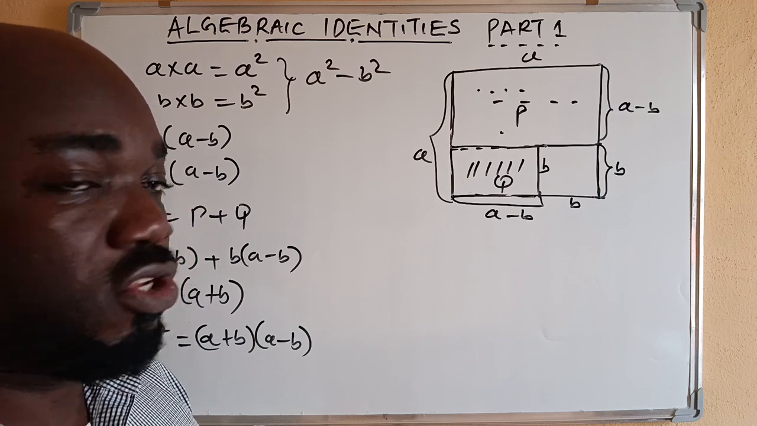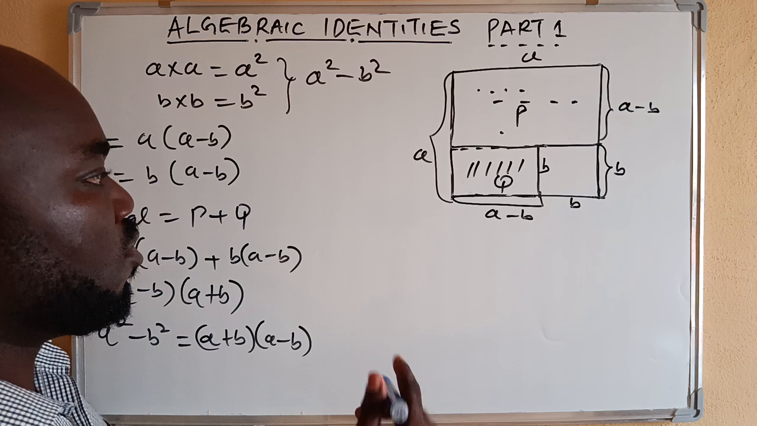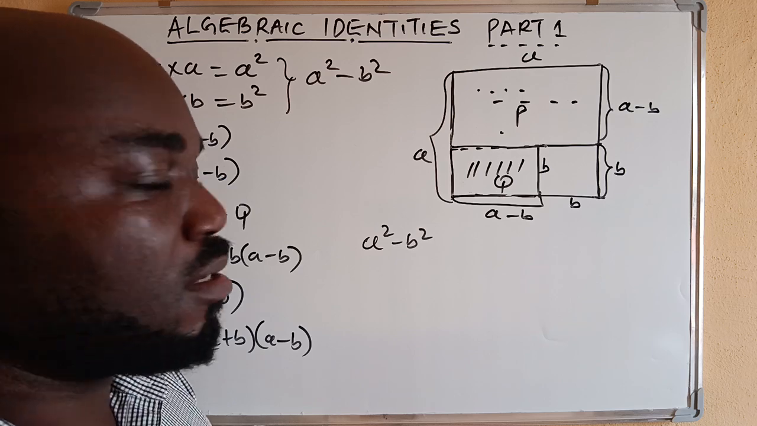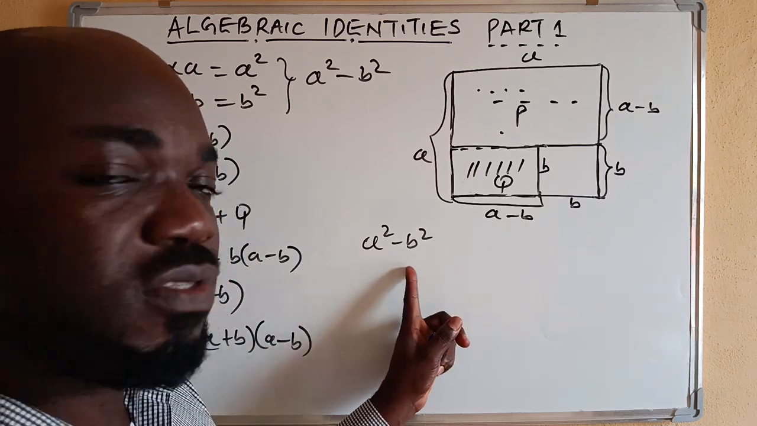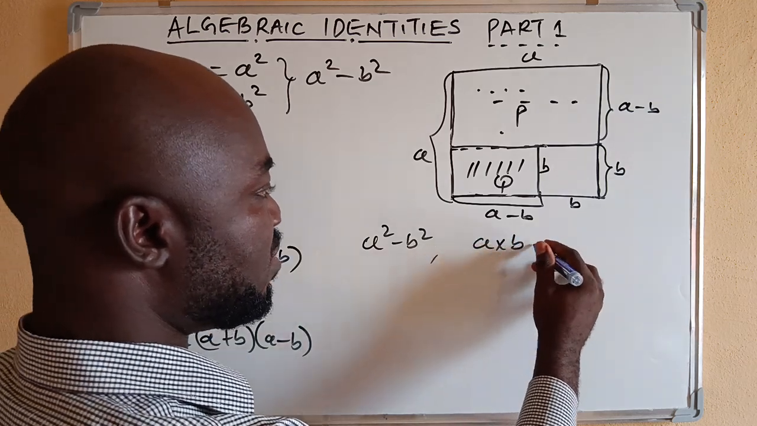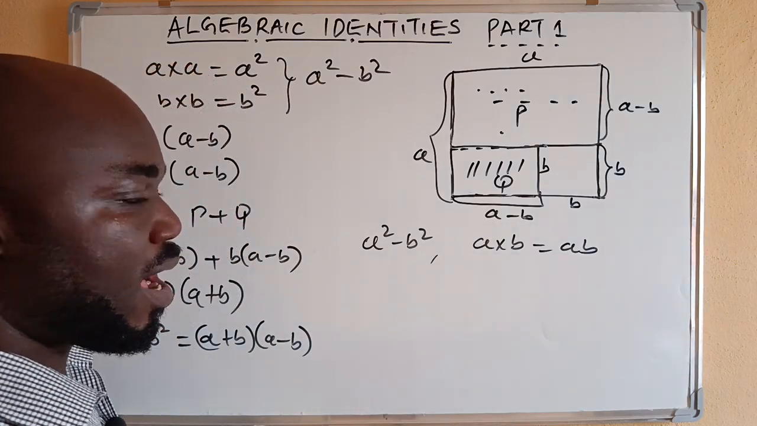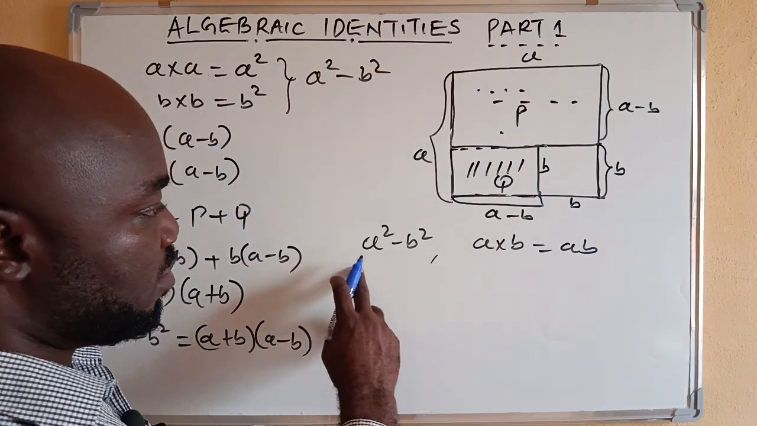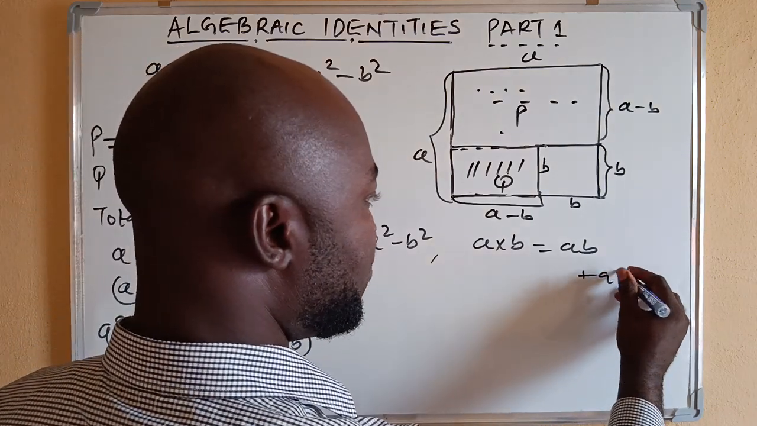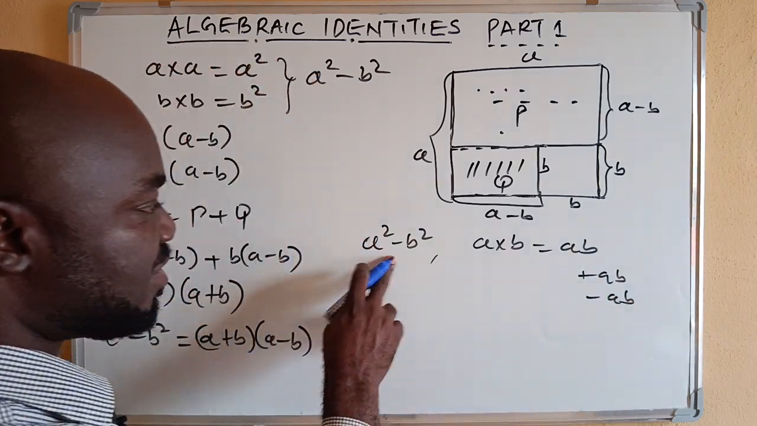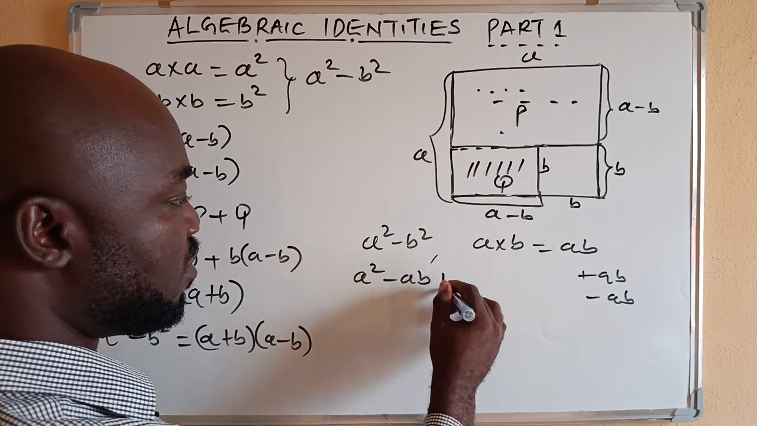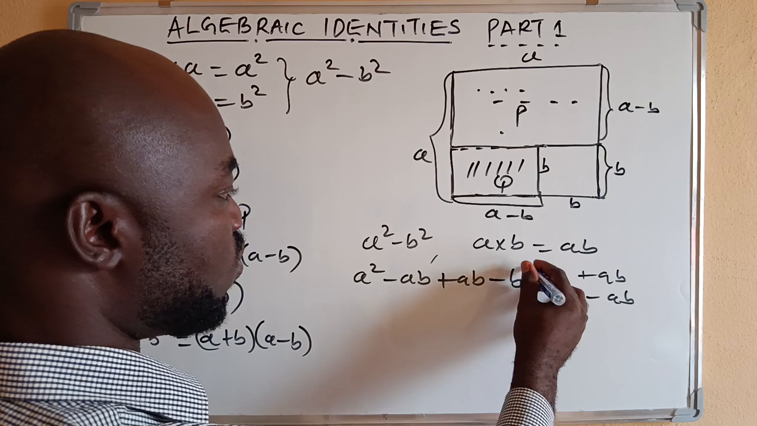Now, what if you want to use the algebraic technique? How do you solve this? Okay, so you have your A square minus B square. Now, A and B are common in this, so we take their product, and that is AB. Now, I can add two factors of AB to this without changing anything. So I will have my plus AB and my minus AB. I can insert it inside this. I'm going to have A square minus AB plus AB minus B square.